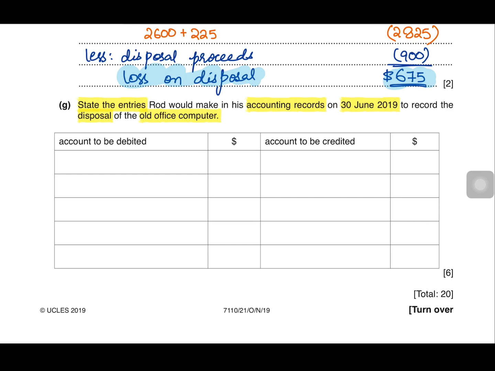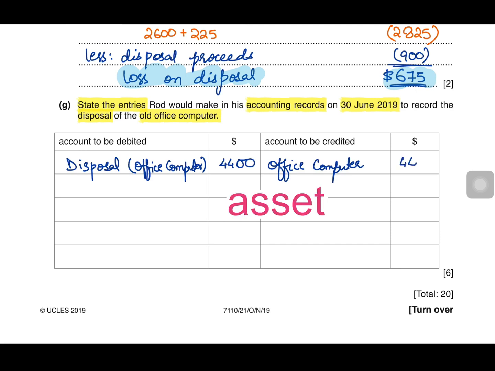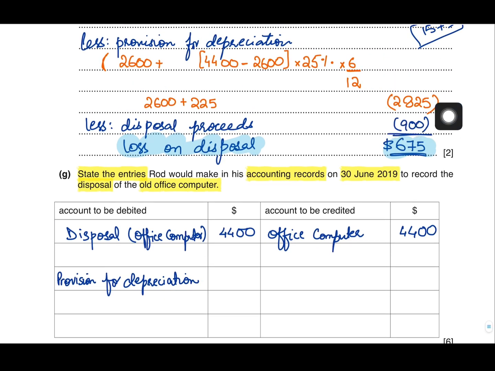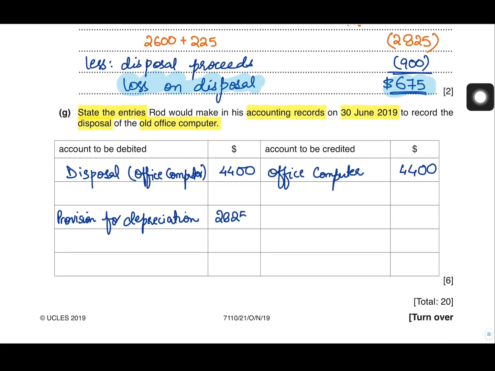So first of all, we debit the disposal account, disposal of office computer, with the cost, and that is $4,400, and the office computer account will be credited in order to eliminate the cost of this account, so by $4,400. Then the next entry that we make is the elimination of the accumulated depreciation from the provision for depreciation account, right? So for that, we debit the provision for depreciation account with the full accumulated depreciation, and that is 2825, and we will be crediting our office computer disposal account 2825, right?